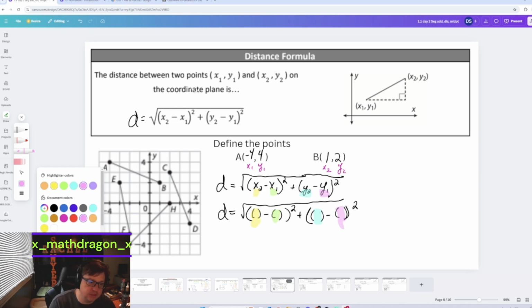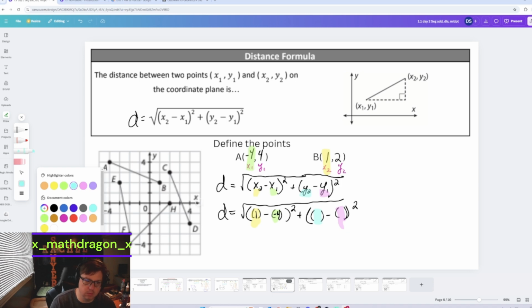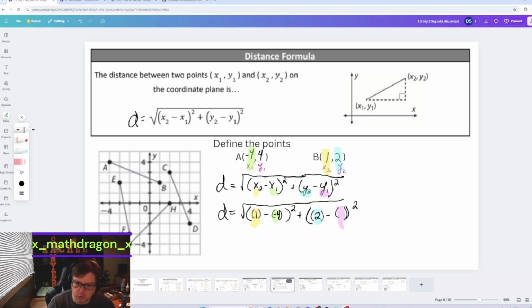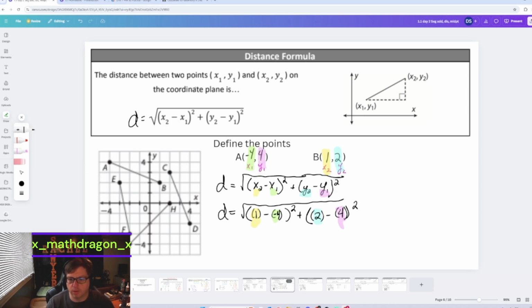So the first one, x2, we're going to come up here and highlight x2. So x2 is just a positive 1. x1 we did in green. x1 I see right here is going to be negative 4. y2 is in blue. So find y2 and the blue one, and we're going to use 2. And then y1 we did in pink. We're going to find y1, highlight that, and we're going to use the number 4.